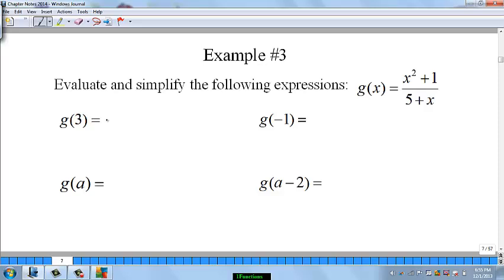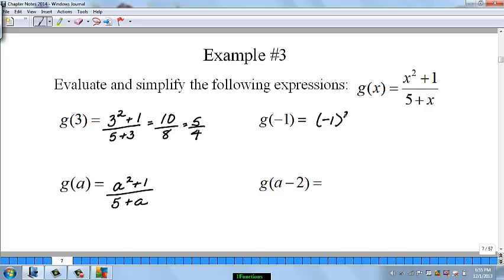So g of 3, when I do this one, it all comes out to be this. So that's 5/4. G of a is going to be a squared plus 1. And there's really nothing to do with that. G of negative 1, be careful with the parentheses. And that's going to come out to be a 2 over a 4, or 1/2.